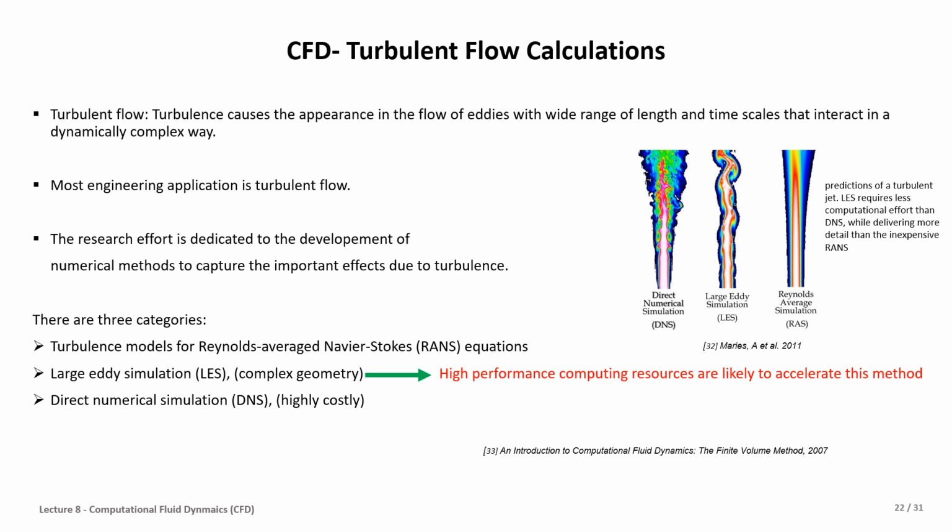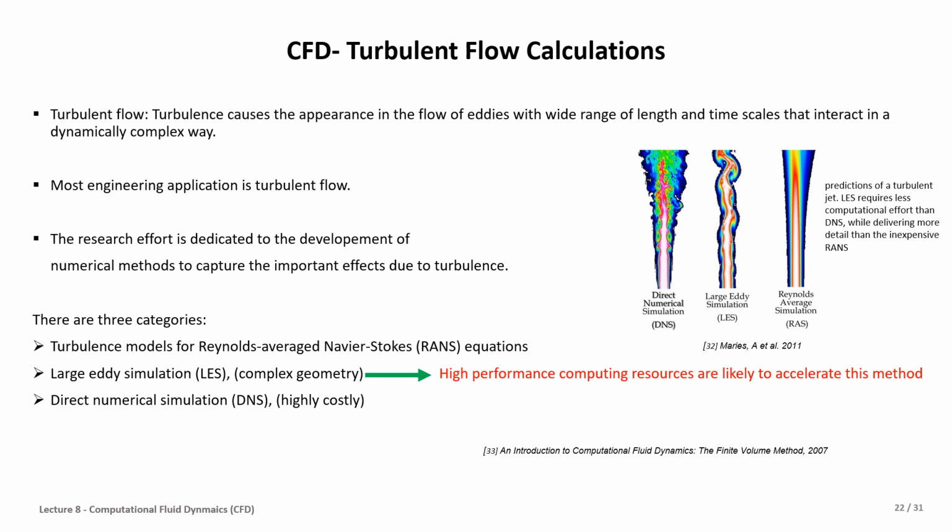However, it depends on the application and how much detail is required from the solution. They select using the DNS, LES, or RANS, as we said. LES is working with complex geometry and is cheaper than DNS, but RANS is working much more generally for the regular problems.